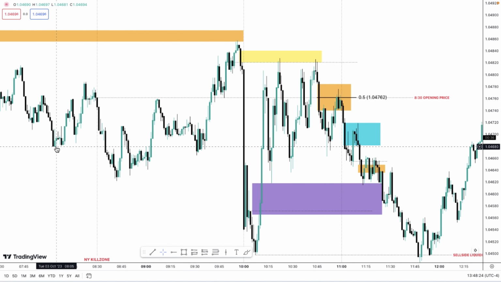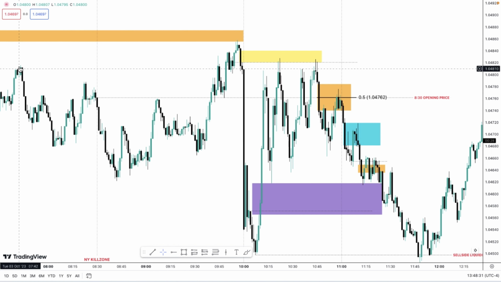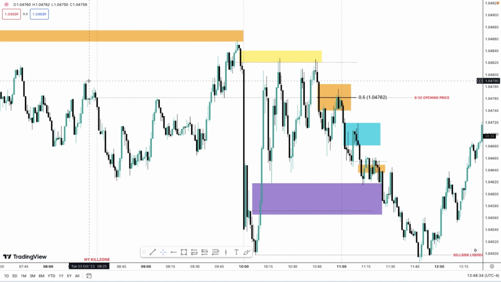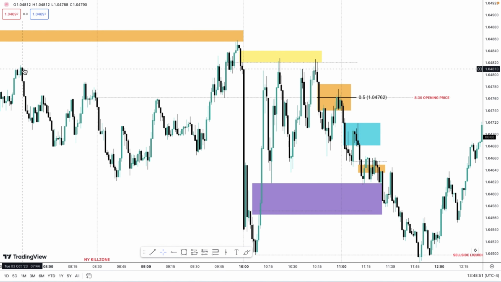We see price trading down to sell side liquidity. Buy side liquidity above this high. So as the market goes down, there's people selling this. Their stop losses are gonna be above these highs. So price takes out the stop losses of those who are trying to buy, and then it goes and collects buy side liquidity. So the market will always seek buy side liquidity, sell side liquidity, buy side liquidity, and so forth.